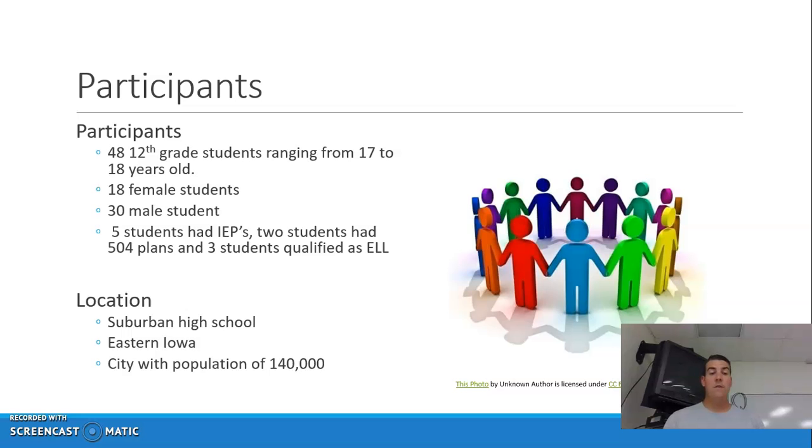Methods. For this study, we had 48 12th grade students ranging from ages 17 and 18 broken apart into a control group and experimental group, where the control group had 26 students and the experimental group had 24. We had 18 female students between the two groups and 30 male students. 5 students had IEPs, 2 students had 504 plans, and 3 students qualified as ELL. The location of the school is a suburban high school in eastern Iowa with a population of roughly 140,000.